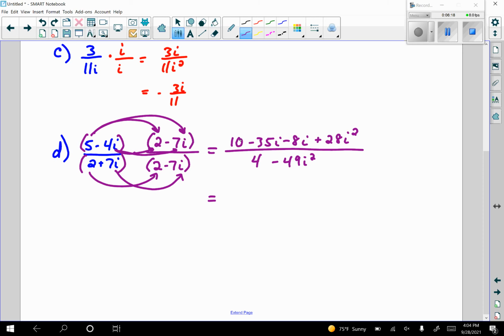So now in the numerator, I can combine 10, and this is really a minus 28. So 10 minus 28 is a negative 18. Negative 35i with a minus 8i is going to be a negative 43i. And then in my denominator, this really becomes 4 plus 49, which is 53. But to truly write this in the a plus bi form, we just separate the fractions. So negative 18/53 minus 43/53 i.